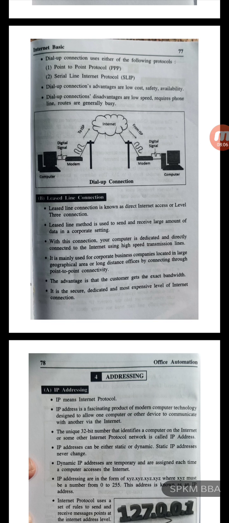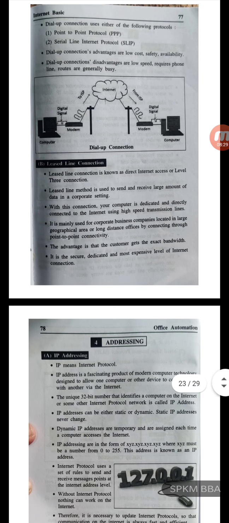The difference between a dial-up network and a leased line connection is that a dial-up network requires a modem. On the other hand, a leased line connection requires high transmission lines, which are used for transmitting internet to the different computers. It is mainly used for corporate business companies located in large geographical areas or long distance offices by connecting through point-to-point connectivity. So it is mainly used for corporate business companies.